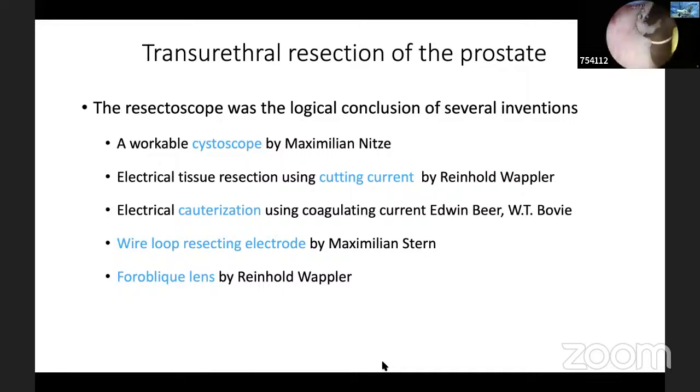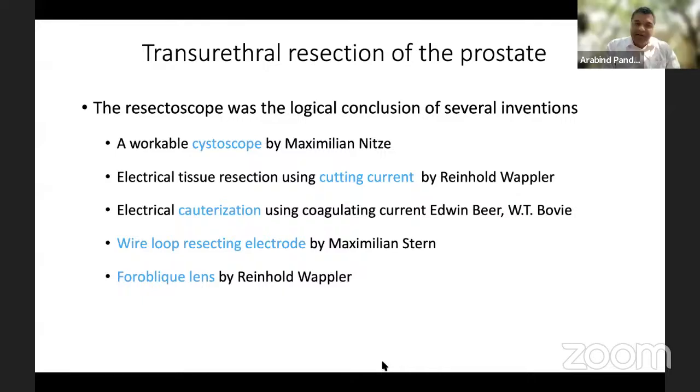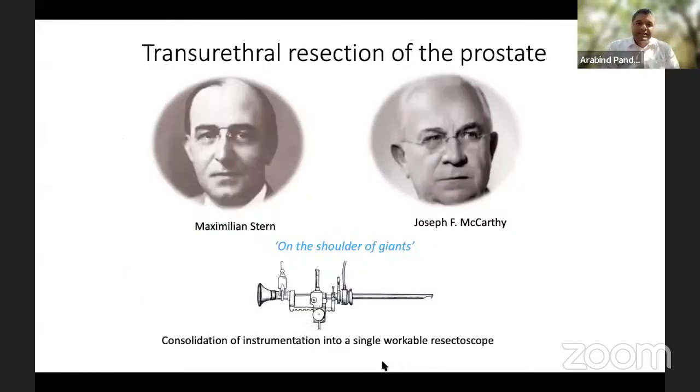Then electrical cauterization using coagulating current by Beer and Bowie. Then the invention of the wire loop resecting electrode by Maximilian Stern. And again, the invention of the 4 oblique lens by Reinhold Wappler. The transurethral resection of prostate was based on the combination of Stern's resectoscope and McCarthy's invention of the loop electrode.